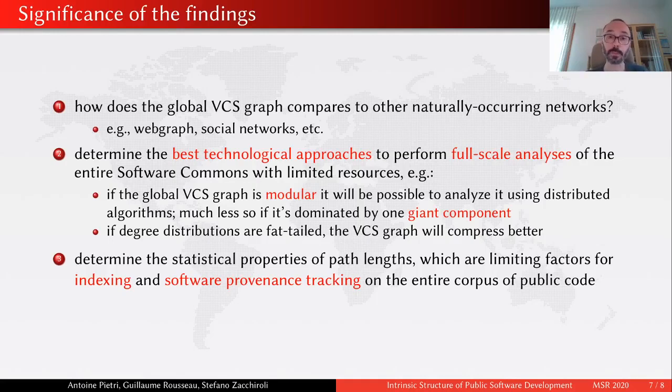We will also determine what is the best technological approach to perform full-scale analysis of this corpus. For instance, if the global VCS graph is modular, it will be more appropriate to study it with distributed approaches, while if it is not modular, it would be more appropriate to study it using centralized approaches. Also, we'll determine statistical properties of path lengths, which are useful as they are the limiting factors when indexing this global corpus for software provenance tracking and other use cases.